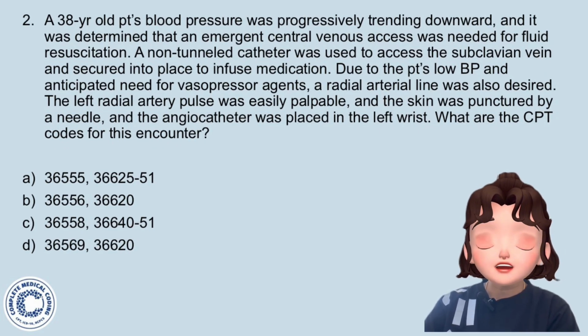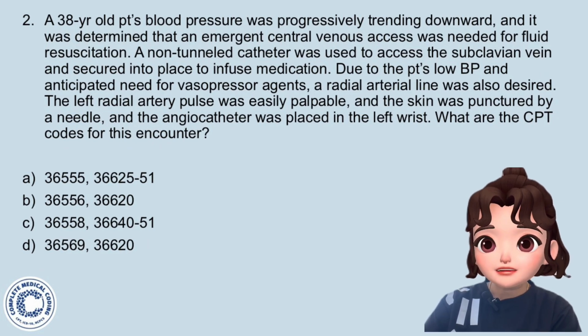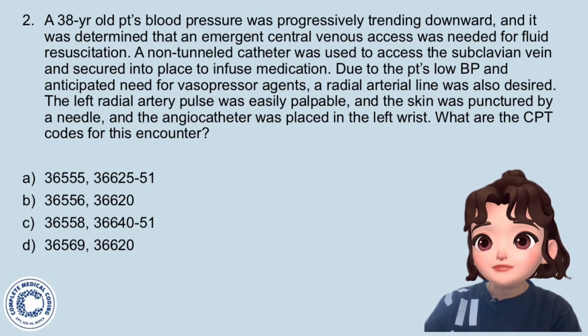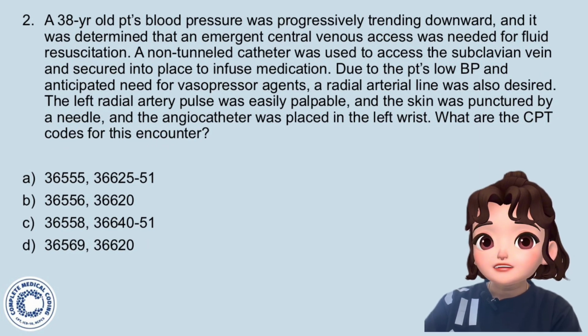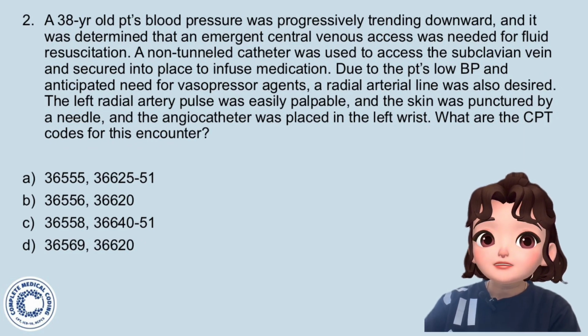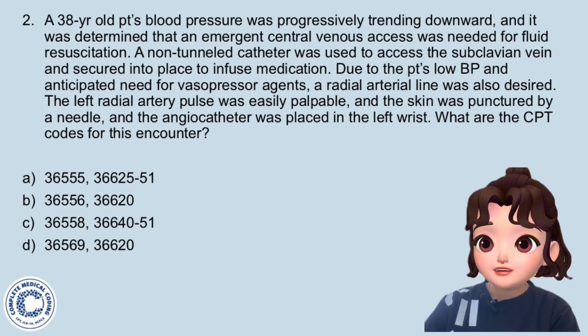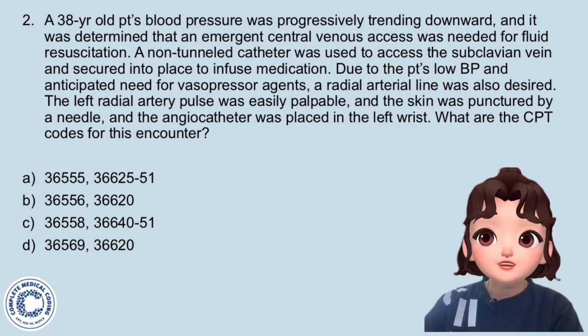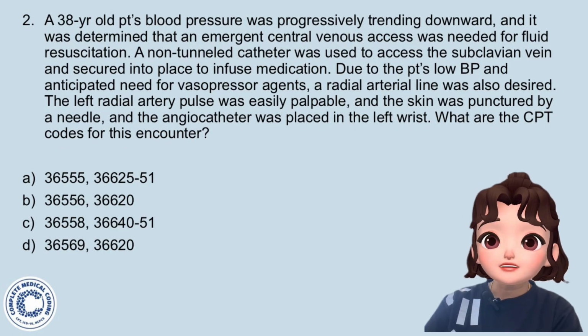What are the CPT codes for this encounter? So what procedure is being done here? Central venous access, insertion of a central venous non-tunneled catheter, and then a radial arterial line was also desired because of the low BP. In the last sentence, they have just mentioned how the procedure is being carried out. The left radial artery pulse was easily palpable and skin was punctured by a needle. Then angiocatheter was placed. All these are just how the procedure is being carried out. So let's move to the options one by one.